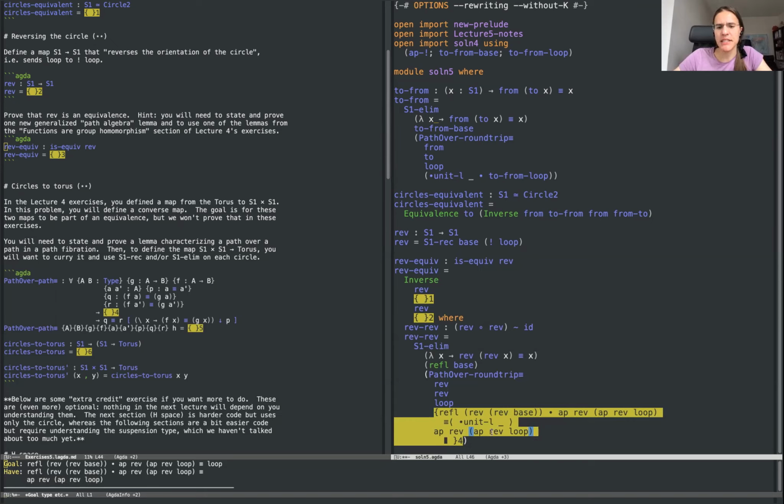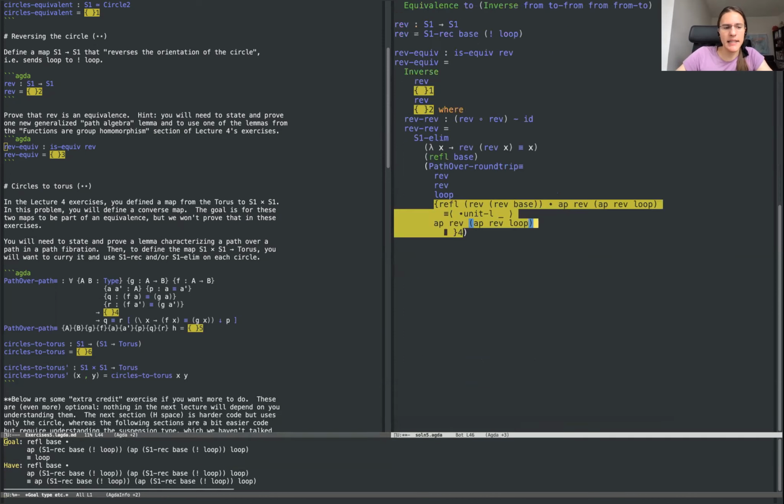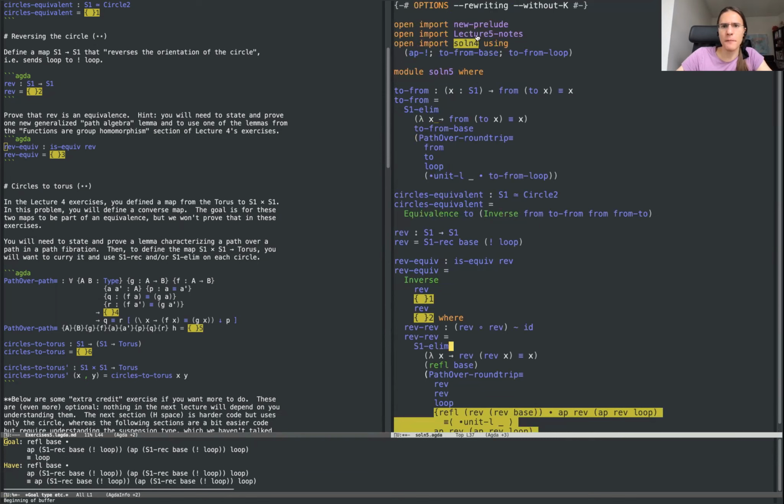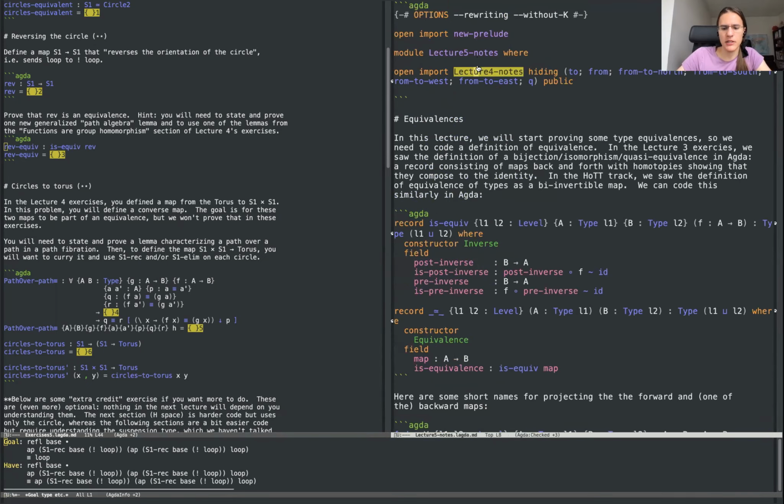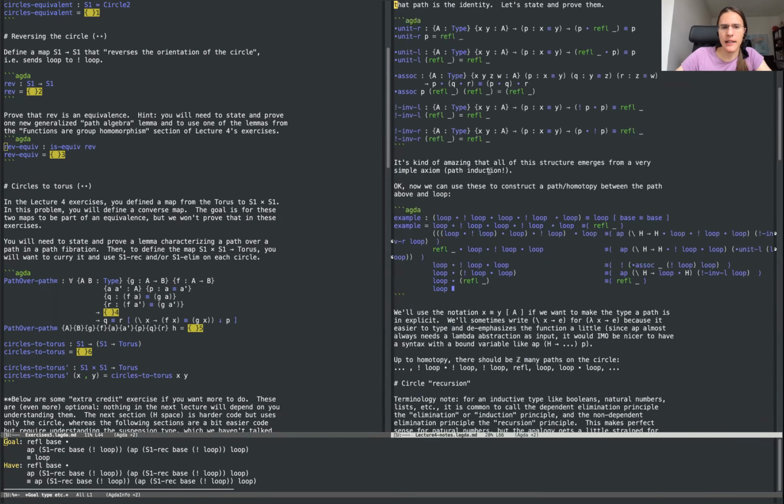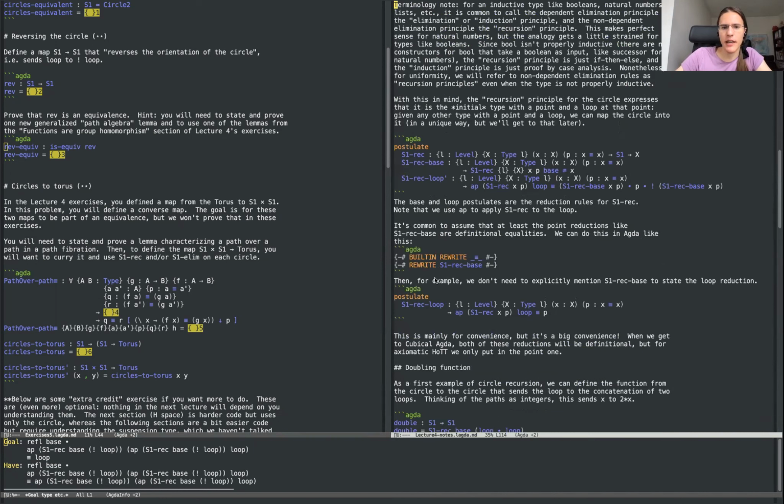Now the catch is that when you do app rev onto loop, that's an instance of the dependent eliminator. Sorry, the recursor. And we have propositional computation laws for those in lecture 4 notes. And that propositional computation law is S1 rec loop.